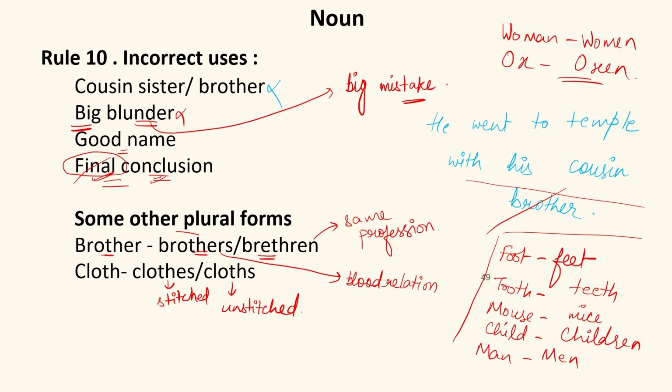There are many words which end with us. We replace us with i and the word converts into plural. For example, radius, the plural of it is radii, fungus, fungi, and there are several other words as well like this.